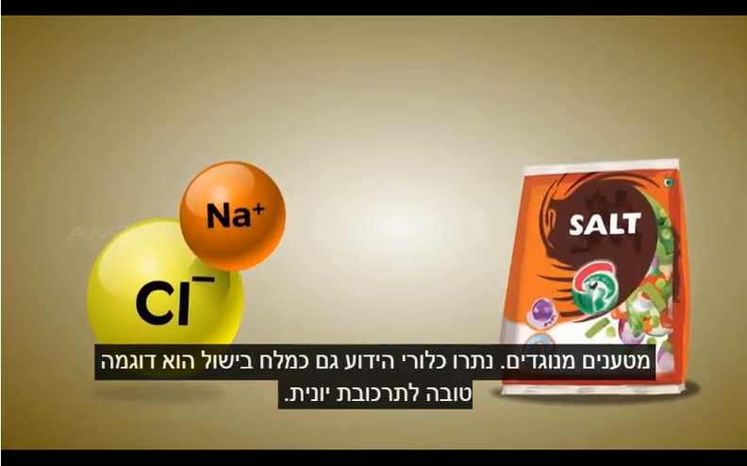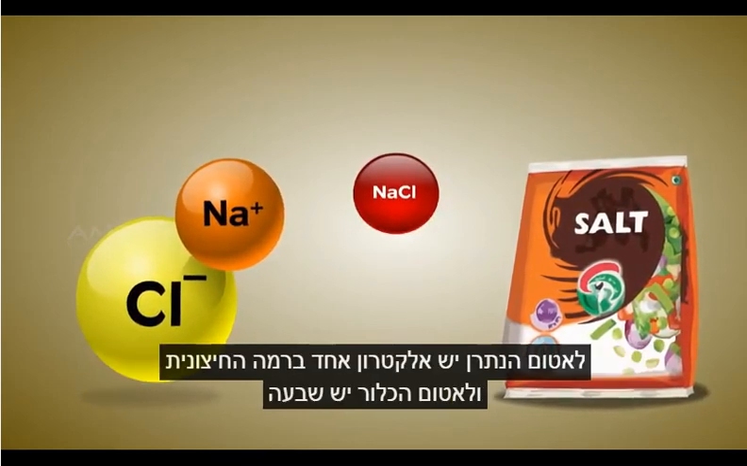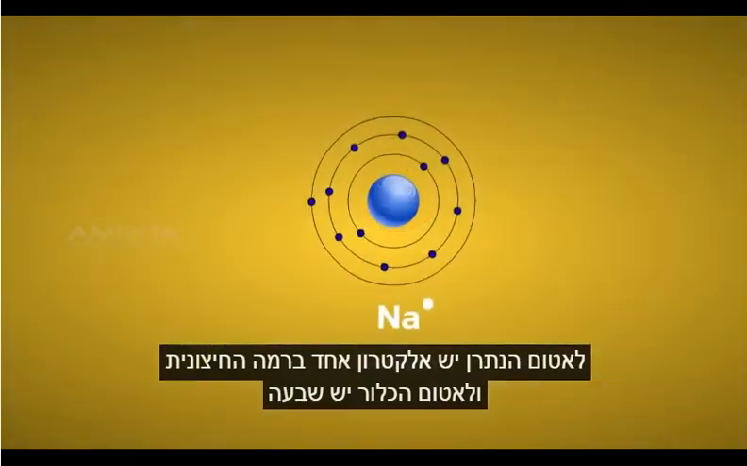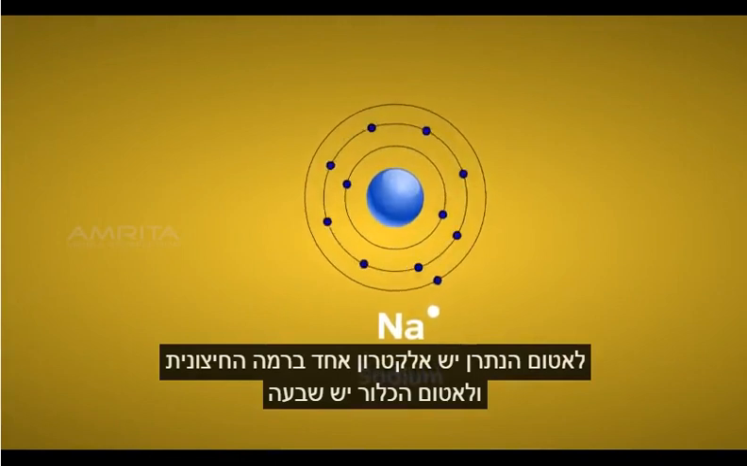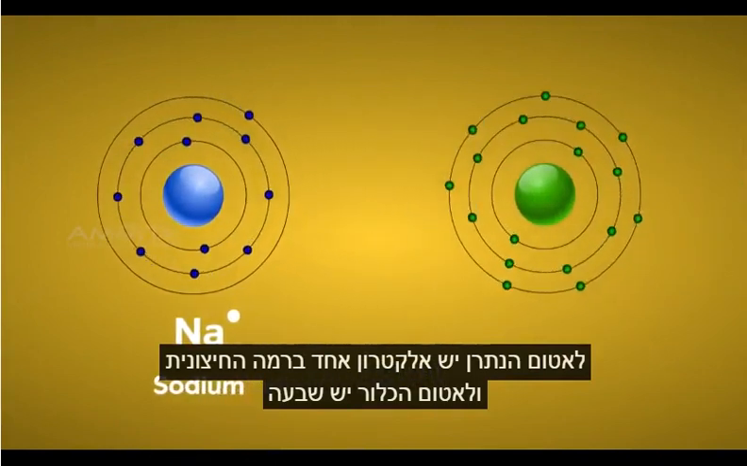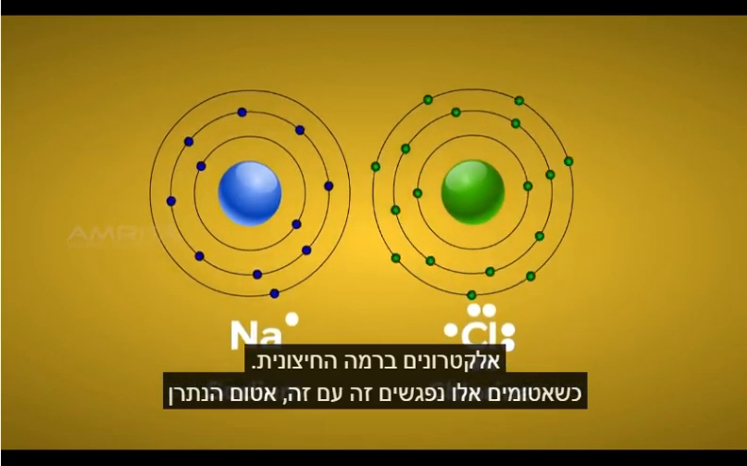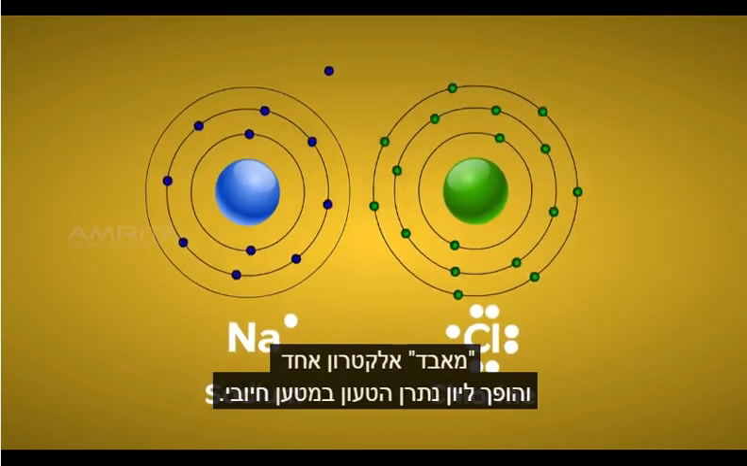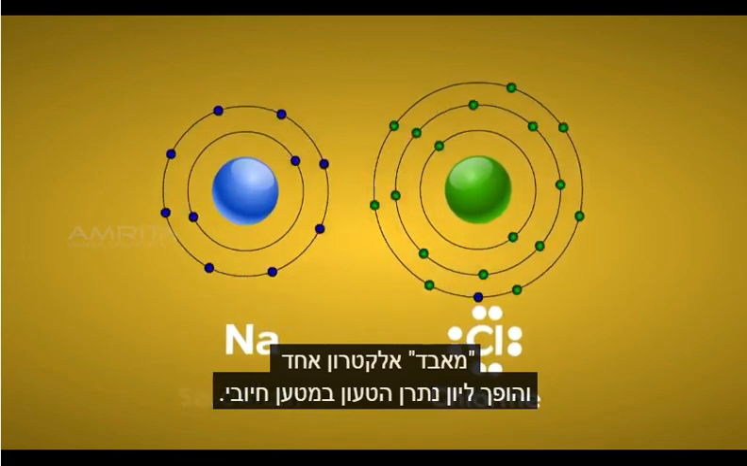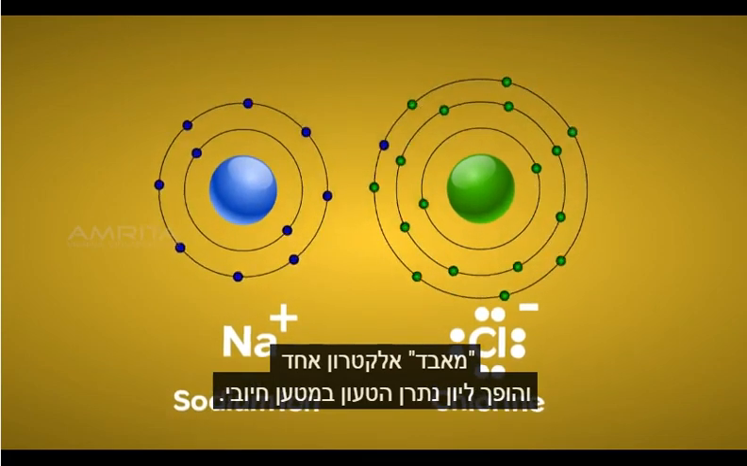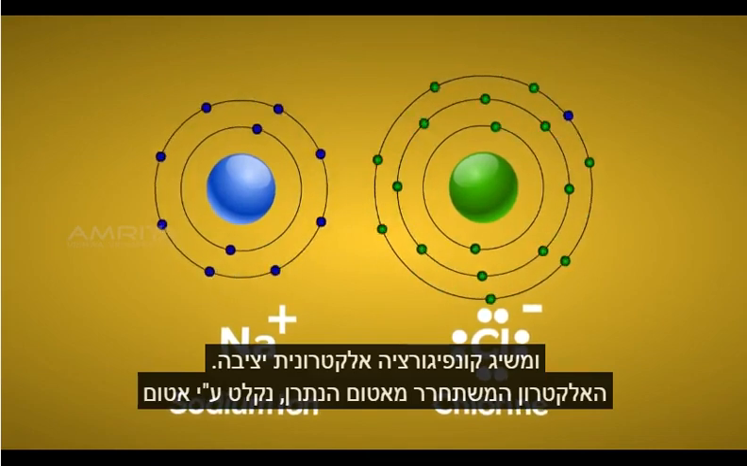Sodium chloride or common salt is a good example of an ionic compound. Sodium atom has 1 electron in its valence shell and chlorine atom has 7 electrons in its valence shell. When these atoms collide with each other, the sodium atom loses its valence electron and becomes a positively charged sodium ion and attains stable octet configuration.